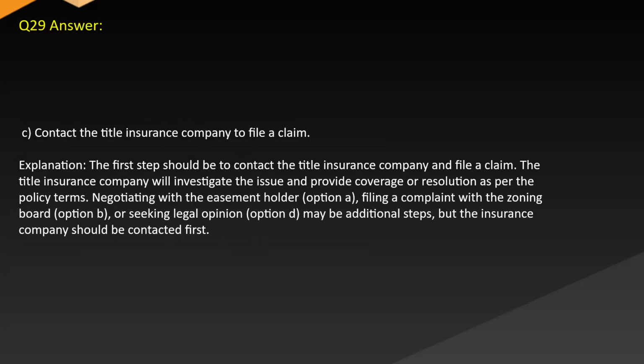Answer: C. Contact the title insurance company to file a claim. Explanation: the first step should be to contact the title insurance company and file a claim. The title insurance company will investigate the issue and provide coverage or resolution as per the policy terms. Negotiating with the easement holder, option A, filing a complaint with the zoning board, option B, or seeking legal opinion, option D, may be additional steps, but the insurance company should be contacted first.